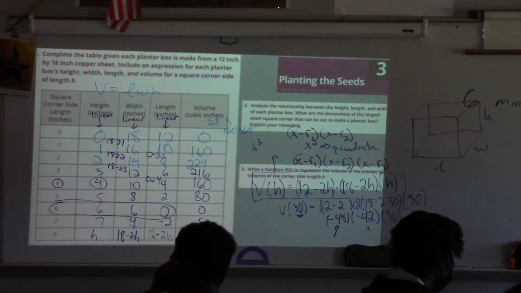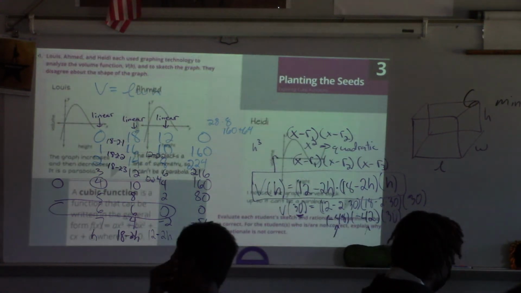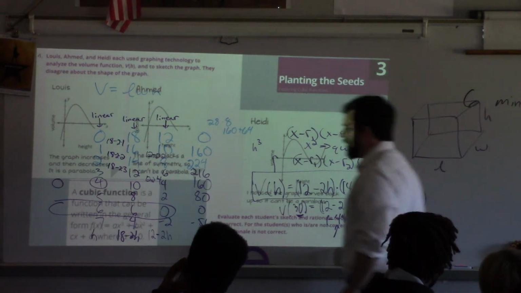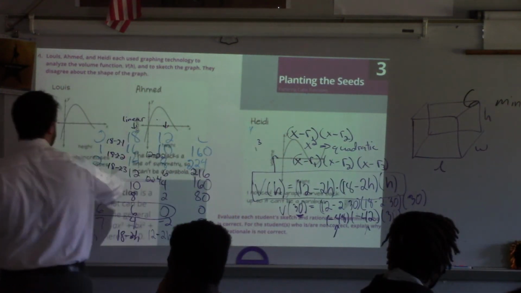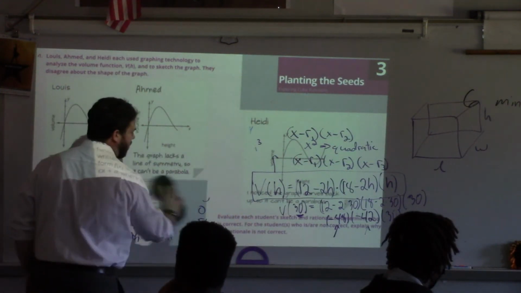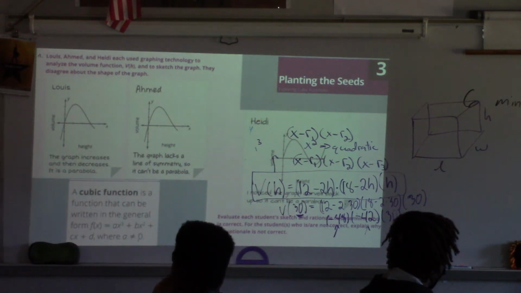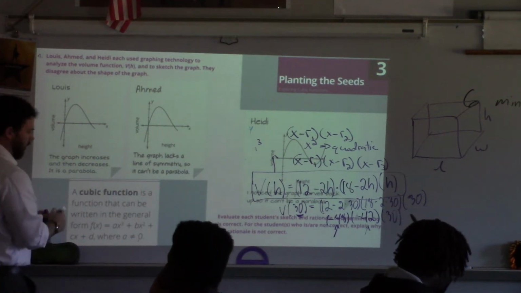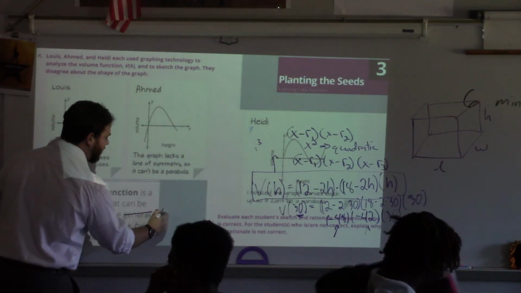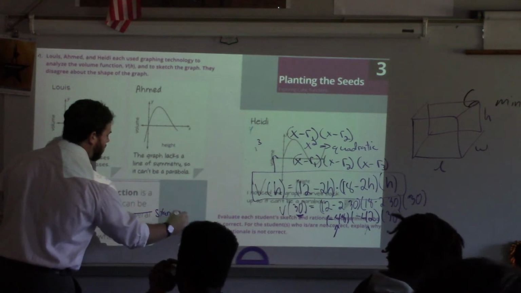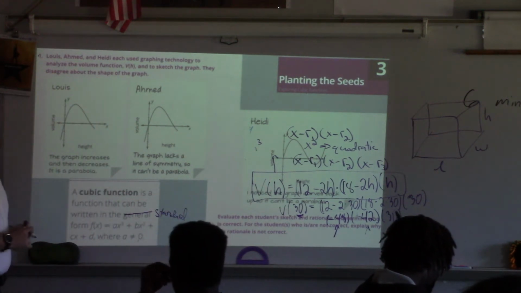Alright, so let's move from here to the next little part of lesson 3. I need you to pay attention to this. There is a definition for a standard form of a cubic function on 3.1 on the next page. A cubic function is a function that can be written in the general form, and we always talked about the general as the standard. It's on the next page, on 3.1.